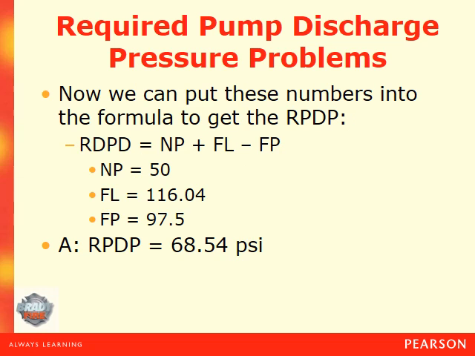So our required pump discharge pressure is going to be the nozzle pressure of 50, the friction loss of 116, and we're going to subtract our elevation gain of 97.5, so that gives us a required pump discharge pressure of 68.54.